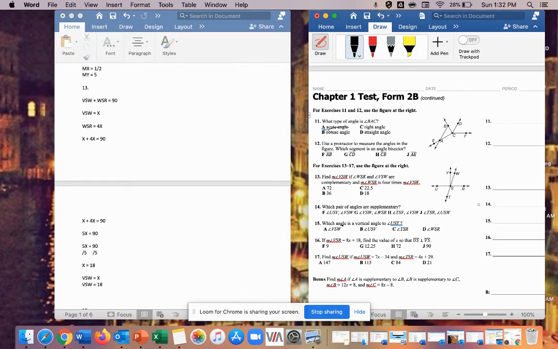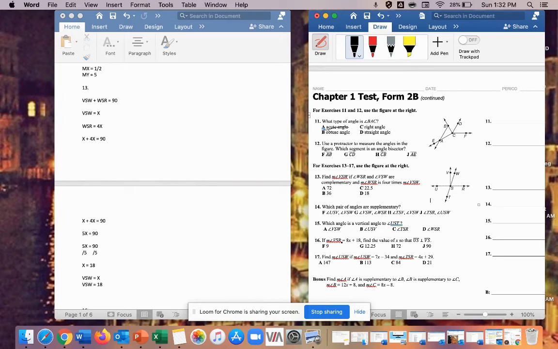So which angle is a vertical angle to angle UST? We've got UST right here. And remember, vertical angles are when you have two straight lines that cross, and the angle directly diagonal is the vertical angle. Here's UST, so whatever this angle is, the one directly diagonal, which in this case would be DWSR, would be the vertical angle.